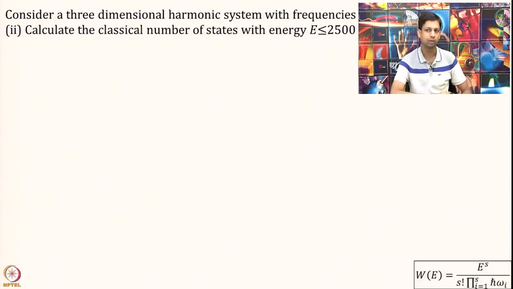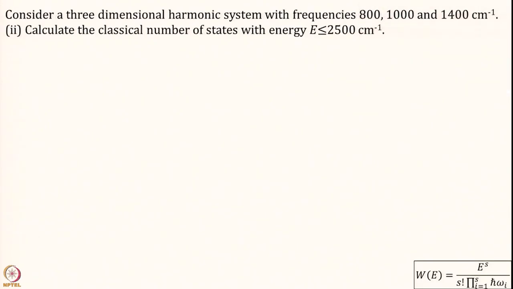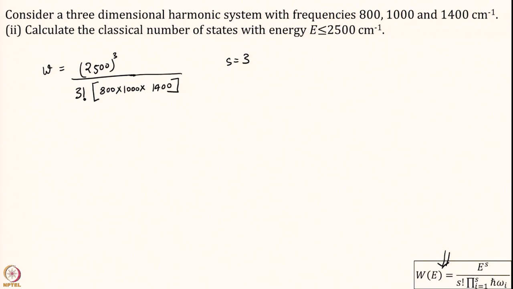Alright. So, let us calculate the same problem. We have three modes with frequencies 800, 1000 and 1400, and I ask you now to calculate the classical number of states with energy less than 2500 wave numbers. So, you remember we got 10 for quantum. Let us use this formula now and see what we get. So, W will be 2500 cube, here s or n is 3, divided by 3 factorial into the product of the frequencies 800 into 1000 into 1400. Okay. So, note that this is dimensionless, I have 2500 wave number cube and these are all wave numbers. So, this cancels out, that is nice, and then I can simply plug it into our calculator. I did earlier and I got 2.32.